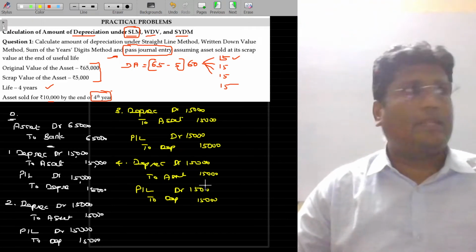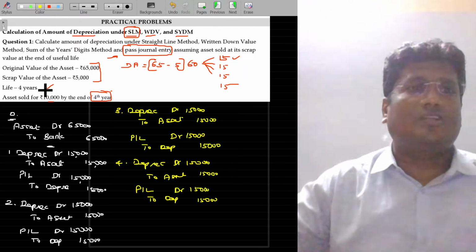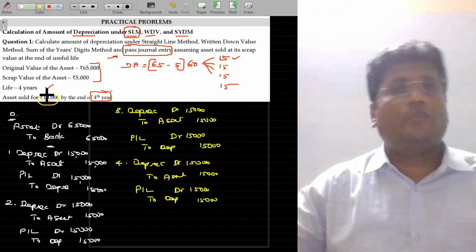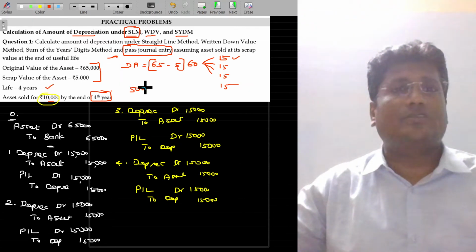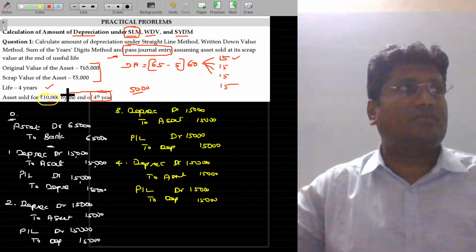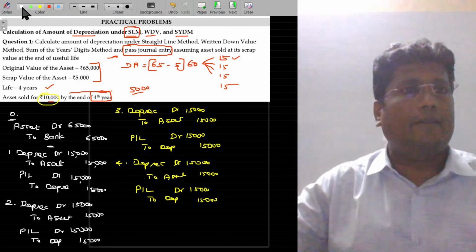As it comes to the end of life, the asset is no longer useful, so it can be sold off in the market. On selling it, it is sold for 10,000 rupees. As per the provision of depreciation, we came to know the value of the asset is only 5,000 rupees. But it is sold for 10,000 rupees, which means it gives me a profit at the time of sale, right? Come on, pass the journal entry for the sale.